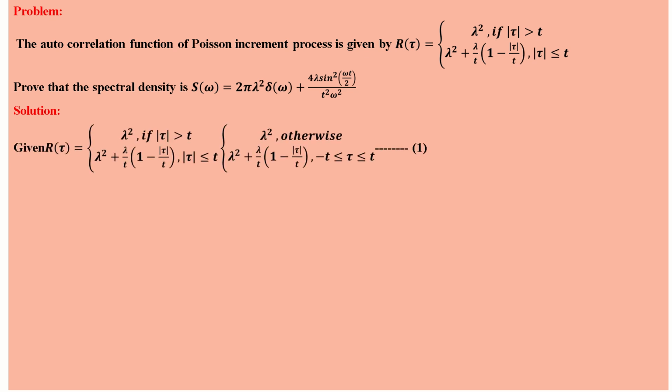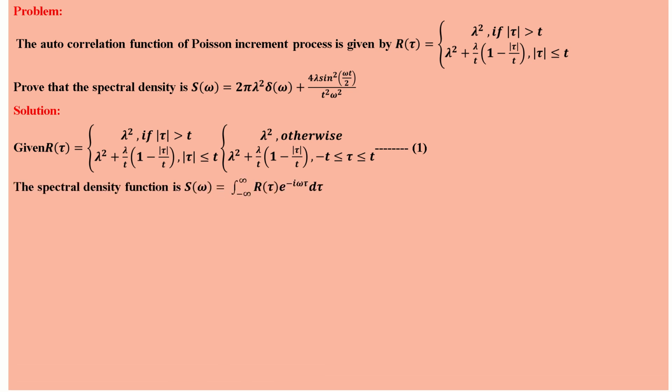So given the autocorrelation R(τ) is equal to λ² otherwise, and λ² + (λ/T)(1 − |τ|/T) if τ lies between −T and +T. So I am taking |τ| less than or equal to T, meaning τ lies between −T and +T. Then the top one is otherwise, right? That is equation number 1.